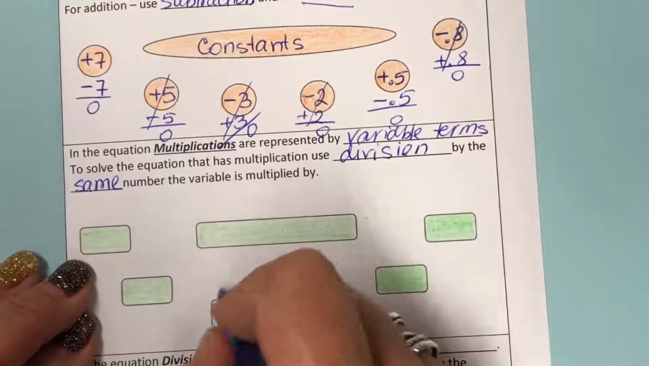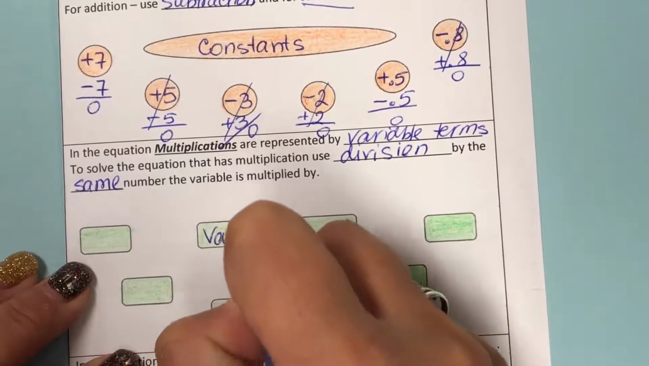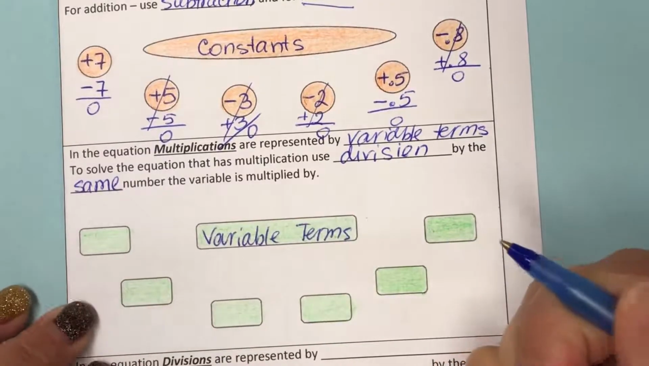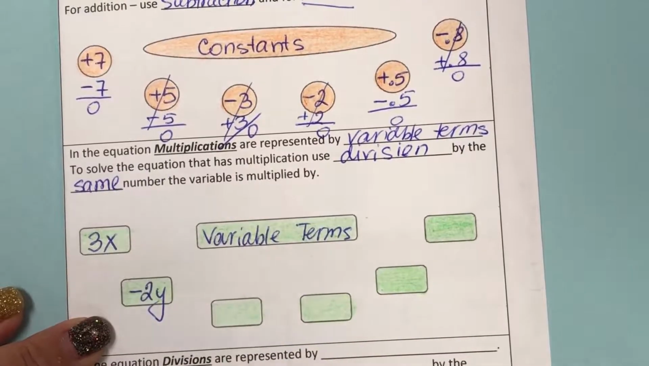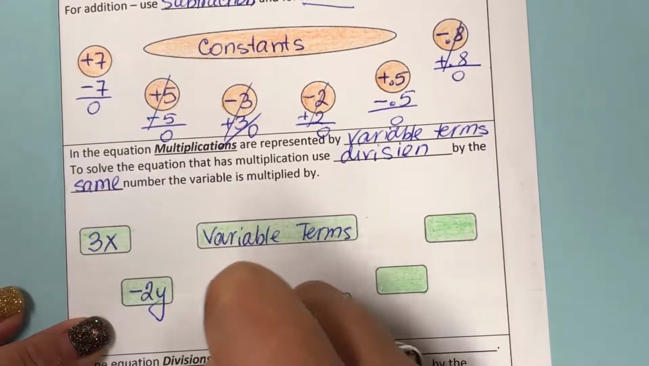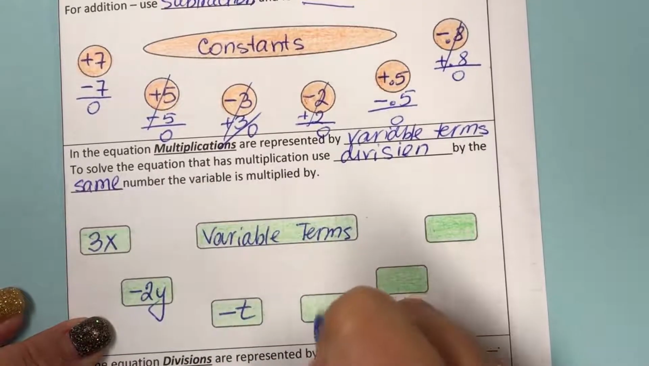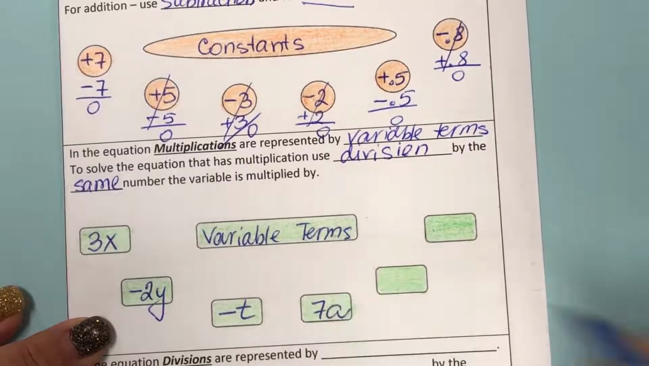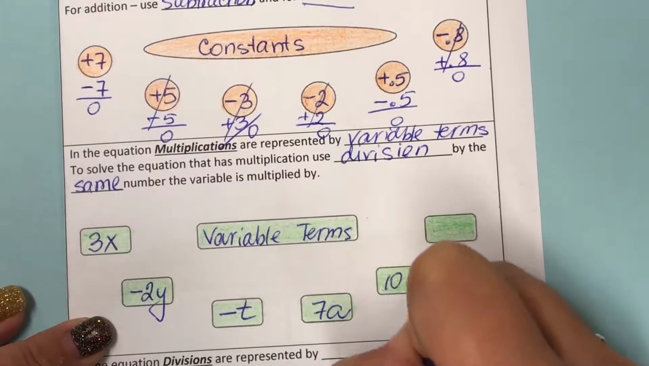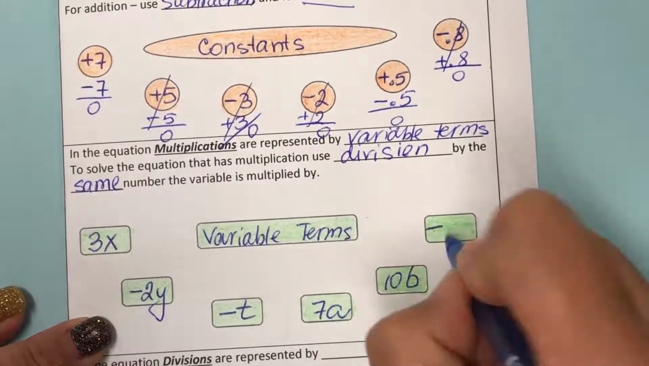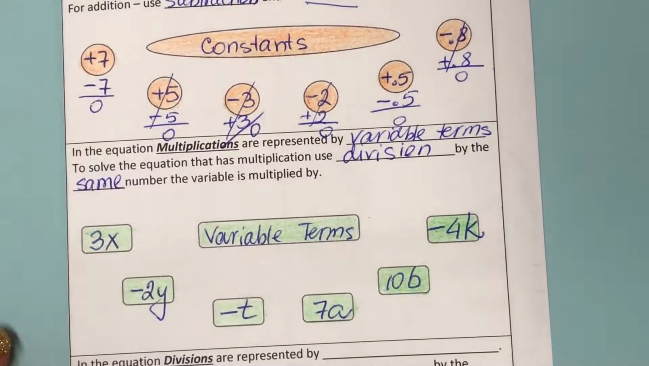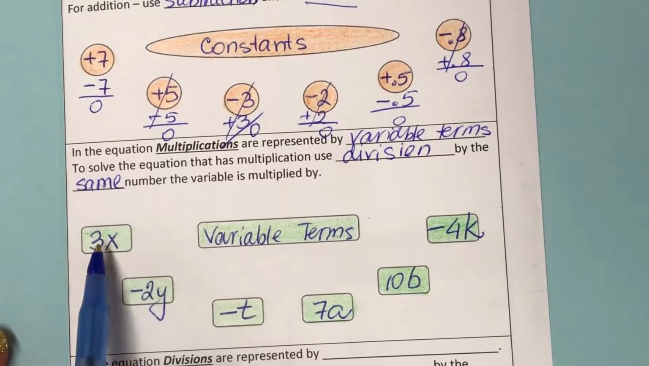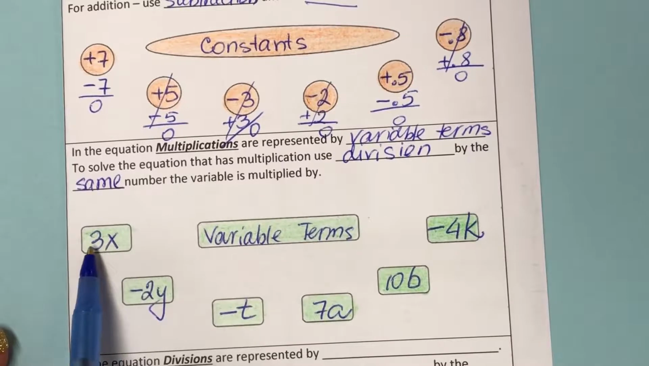Variable terms are represented by multiplications. So we have like 3x, or negative 2y, that means negative 2 times y, or negative t, that means negative 1 times t, or 7a, that means 7 times a, 10b, that means 10 multiplied by b, negative 4k, that is negative 4 multiplied by k. So the variable terms are our multiplication problems. A variable term is a variable multiplied by a number. So the coefficient, negative 2, is multiplied by a variable.